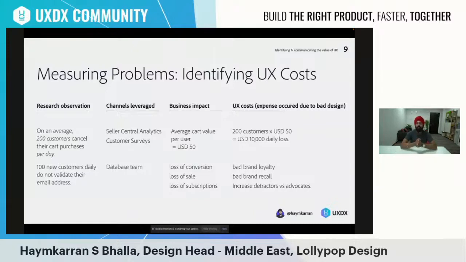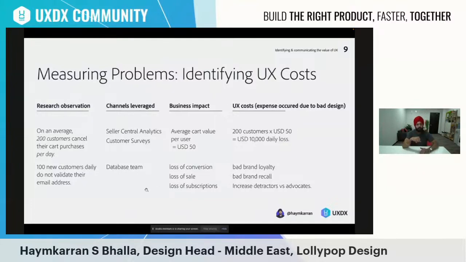Now, to do that, here's a simple thing that you could do. Identify a UX cost. This could be quantifiable or could be qualitative as well. For example, imagine Amazon. 200 customers cancel their purchases per day, right? This is a sample case. Now, the channels that you could leverage could be, let's say, the Seller Central Analytics or customer surveys in any format or fashion. The business impact here, for example, let's say the average cart value would be 50 USD. Now, the total daily loss is huge for the company. And this is just a sample case, right? I'm just using Amazon as an example for you to consider.